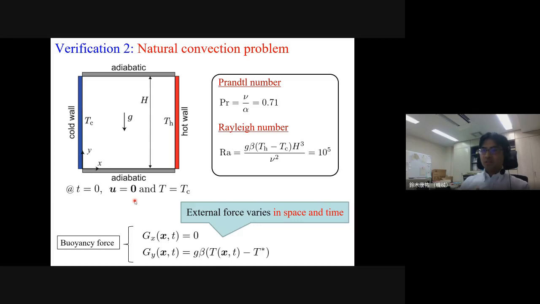Finally, we simulate a natural convection problem in a closed cavity. In this problem, the buoyancy force is added as an external body force due to the thermal expansion of the fluid.